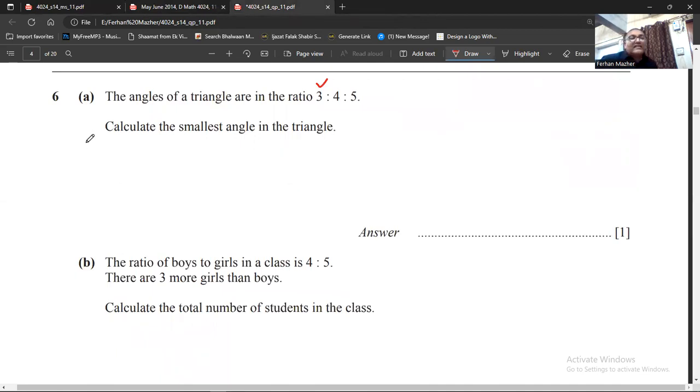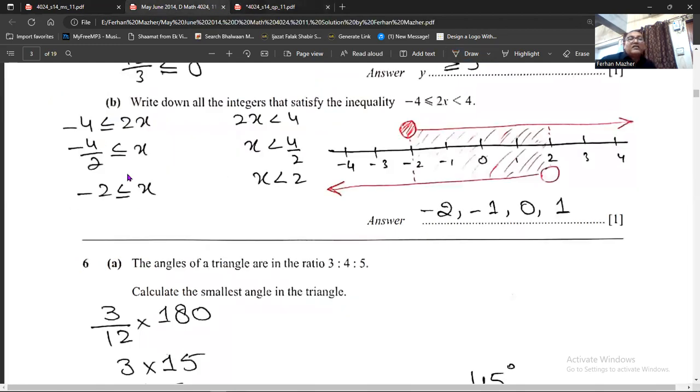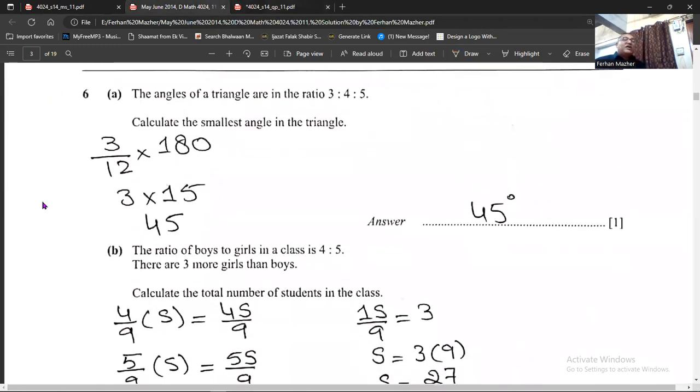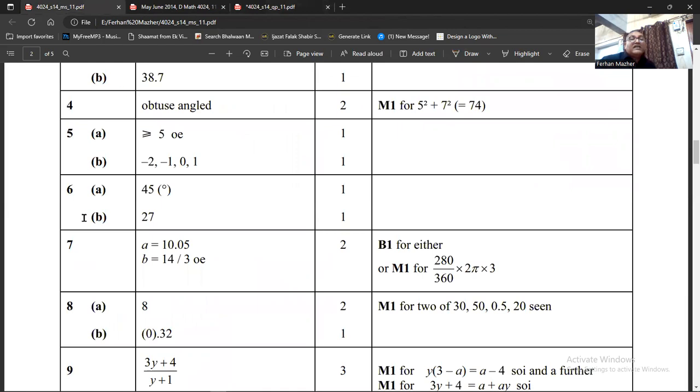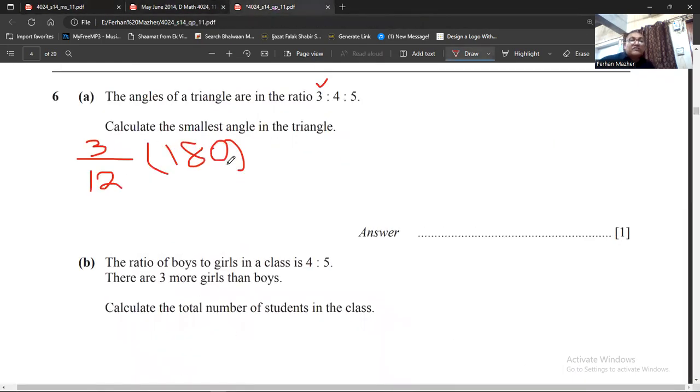So I can go like this, 3 by 12, this is the smallest. And the sum of the ratio will be 5 plus 4, 9, 9 plus 3, 12. And you know the total angle in the triangle is 180. So you can get the answer from here. 3 by 12 into 180, so that will be 3 into 15, and 3 into 15 is 45, so 45 degrees. The smallest angle will be 45 degrees. This is the solution. Question number 6, A part.